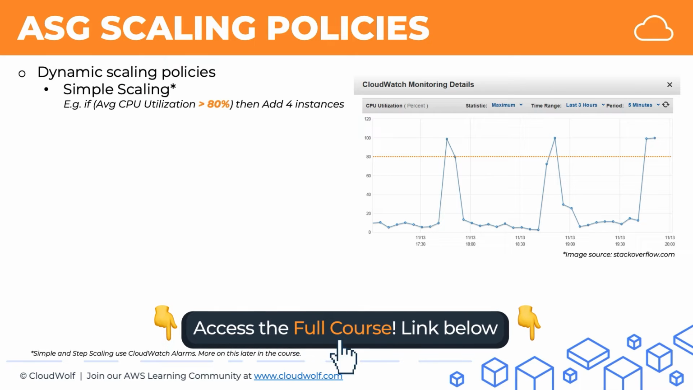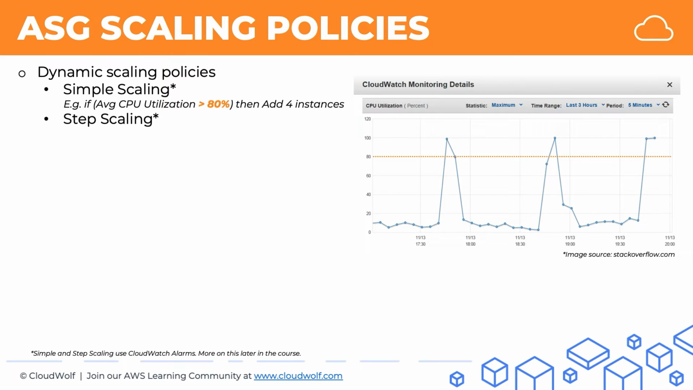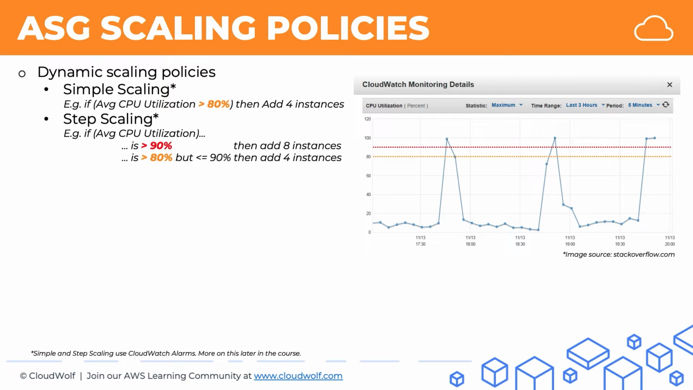The next type of scaling policy in this category is step scaling. It's a bit more elaborate than simple scaling. Here you can say if average CPU utilization is above 90%, then add 8 instances. If it is between 80 and 90%, add 4 instances. And if it is above 60% but below 80%, then add 2 instances. So as you can see, you have a bit more control and you can define certain steps.